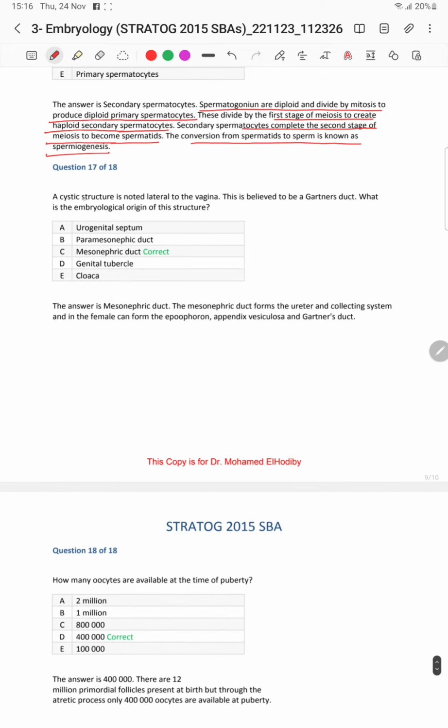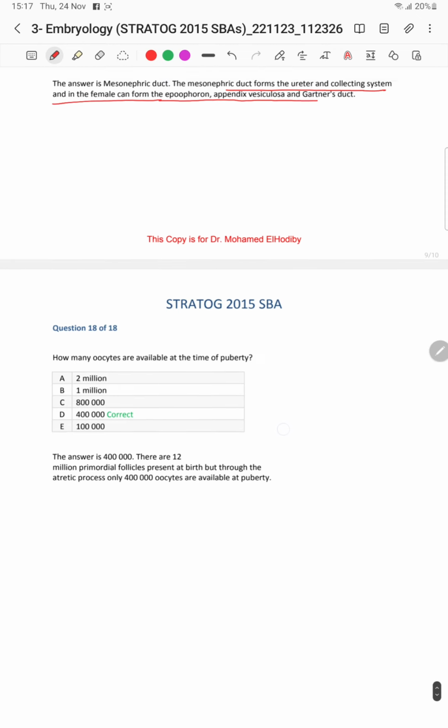spermiogenesis. A cystic structure is noted lateral to the vagina, and this is believed to be Gartner's duct. What is the embryological origin of this structure? It is the mesonephric duct. The mesonephric ducts form the ureter and the collecting system, and in the female they can form the epoophoron, appendix vesiculosa, and Gartner's duct.